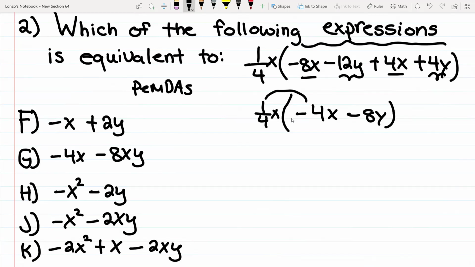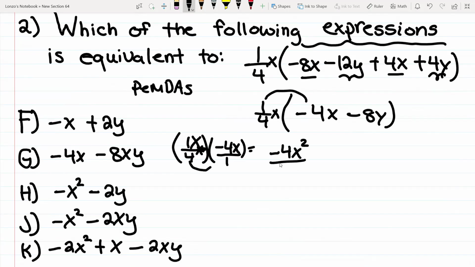So what's 1/4 x times -4x? If you get lost, you can write it out: 1/4 x times -4x. You could put the x on the top. The 4 does have an invisible 1. So what's 1x times negative 4x? Negative 4x squared. And what's 4 times 1? 4.